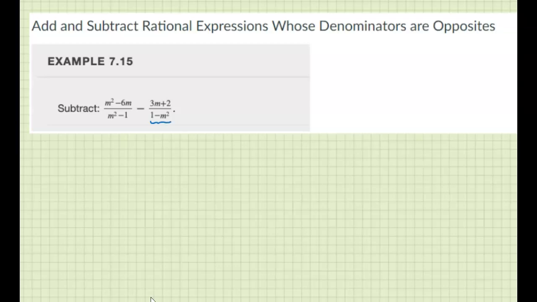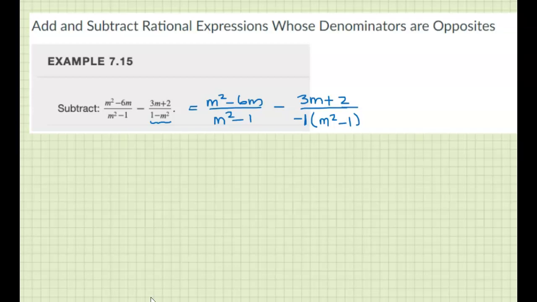So instead of 1 minus m squared, I want m squared minus 1. But basically, if you do that, that means you're factoring out a negative 1. Okay, so we have m squared minus 6m over m squared minus 1 minus 3m plus 2. We factor out a negative 1, and we get m squared minus 1. Okay, so factoring out a negative 1 will switch it so it's the same. It looks like it's the same order as the other one, so you can match it.